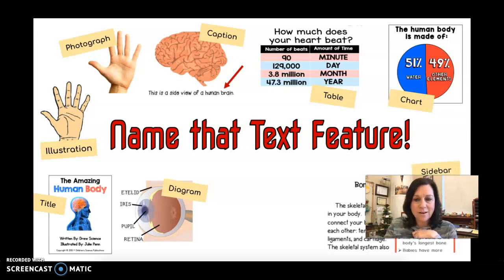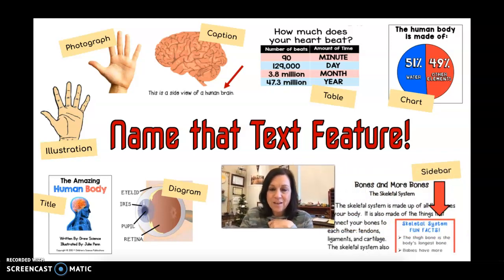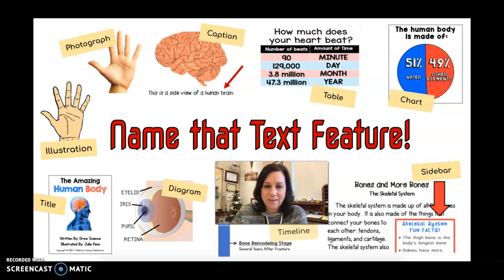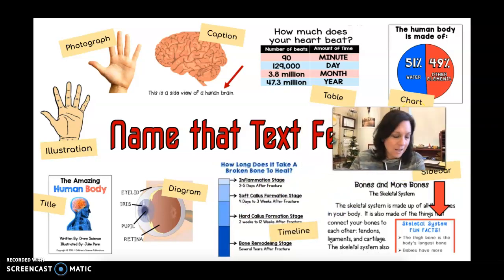I'm in the way of this one. A sidebar. So the sidebar, it provides high interest or extended information. It gives a little bit more and makes it more interesting for the readers. So it gives you kind of those fun facts. And then you've got your timeline. Your timeline shows a series of events in sequential order. So in the sequence of how everything works. So this one talks about how long does it take a broken bone to heal.